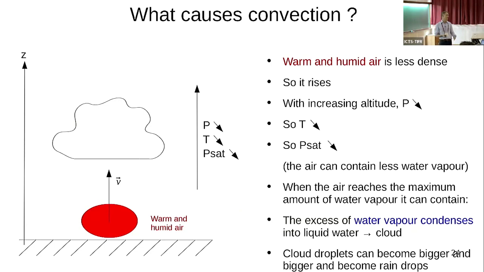So the cloud droplets fall very, very slowly. It's very sticky for them. But the raindrops fall very easily. So the Reynolds number is very high for the raindrops, but not for the cloud droplets.